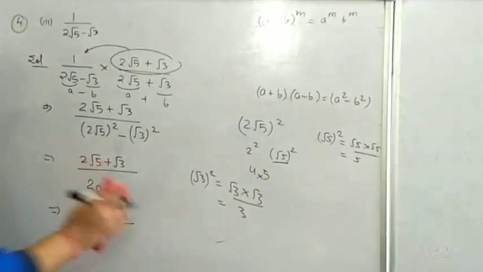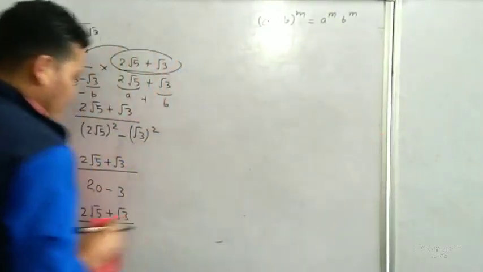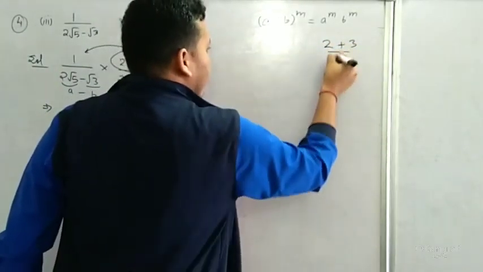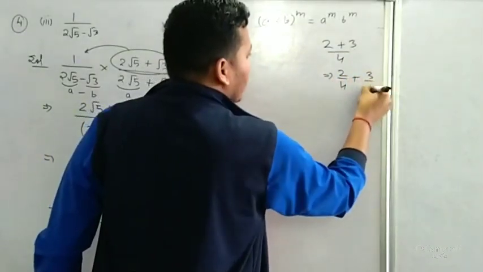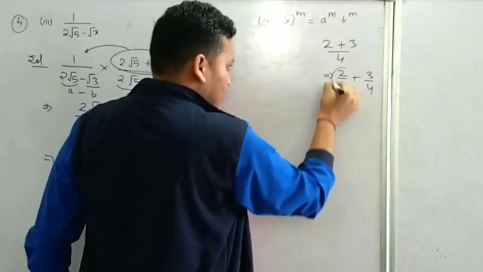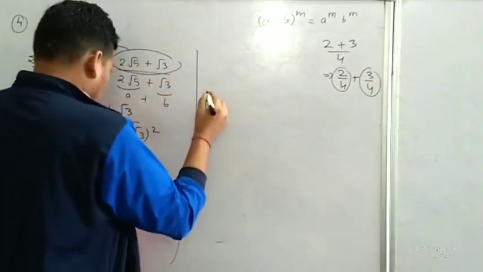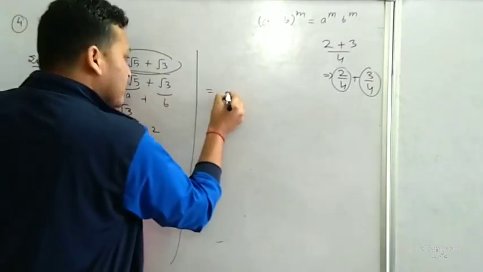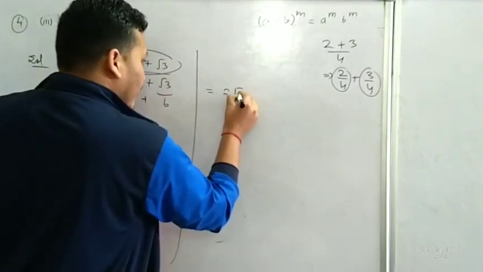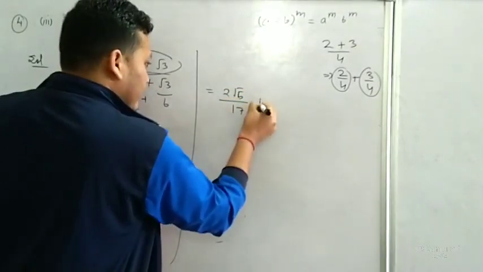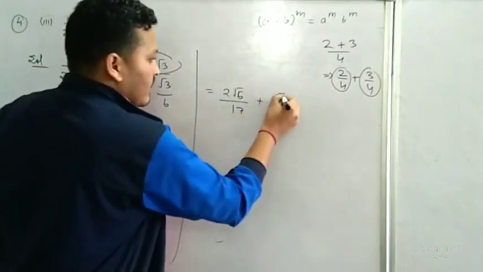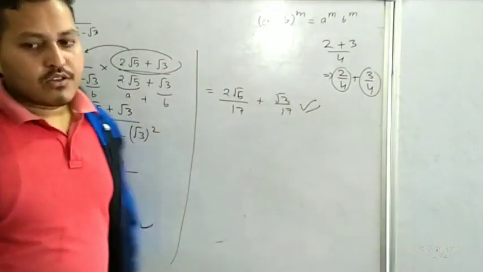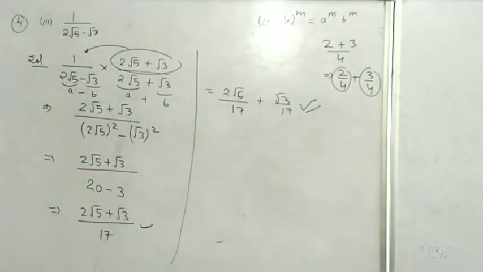And if you want to write it in the expansion form, you can expand it a little, because what can we write? For example, if it is given 2 plus 3 upon 4, can we write this as 2 upon 4 plus 3 upon 4? Similarly, here is 2 root 5 plus root 3. So on separating the LCM, we get 2 root 5 upon 17, and the plus sign is coming here, plus root 3 upon 17. So this will be our answer. This is also our answer. Hope you understand this. And this is a very simple chapter.